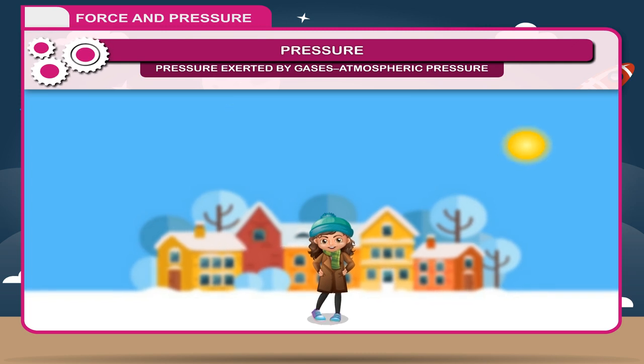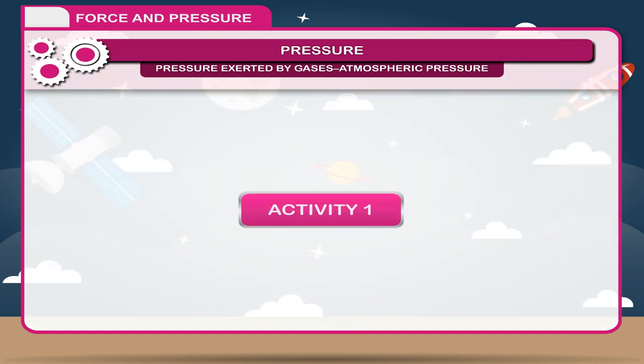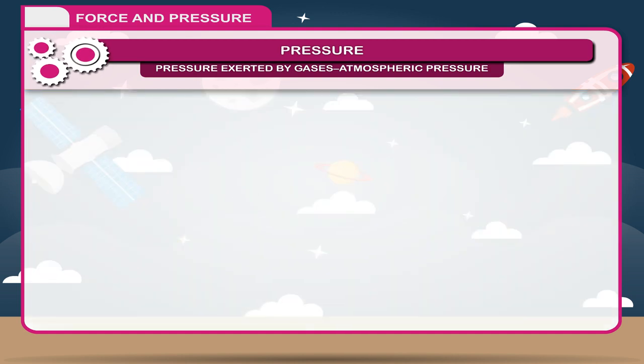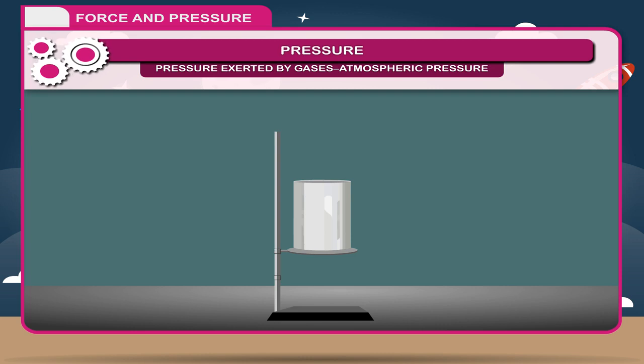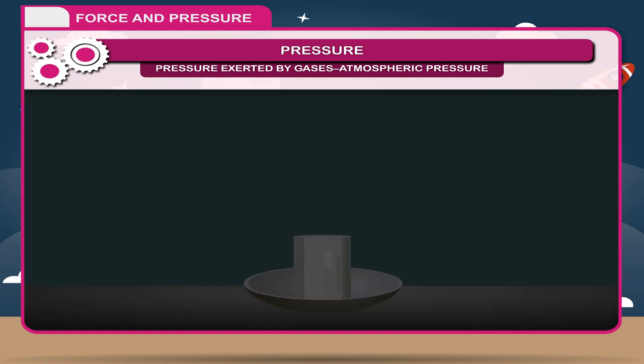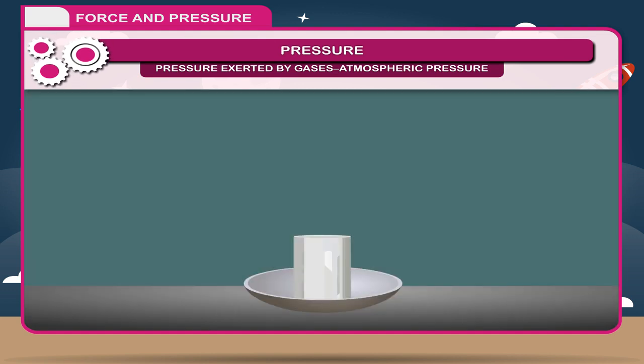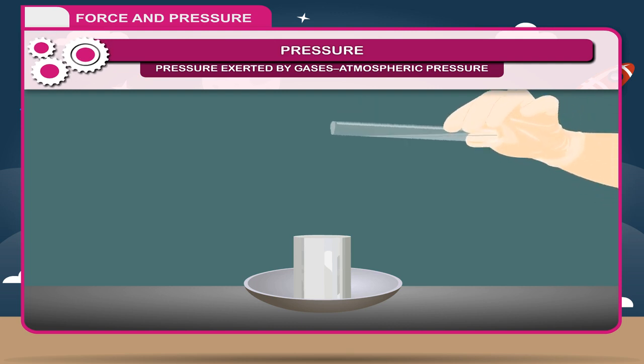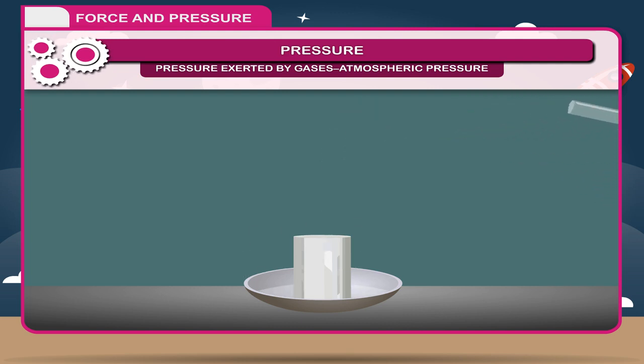To prove that air exerts pressure, let us perform an activity. Activity 1. Take an empty tin can. Put some water in it and heat the can. The water will boil. When entire water boils and some steam has escaped into the atmosphere, put an airtight cap onto the tin. Now, pour some cold water onto it.